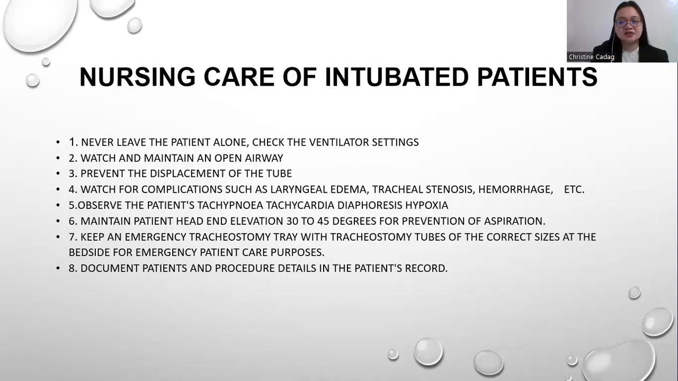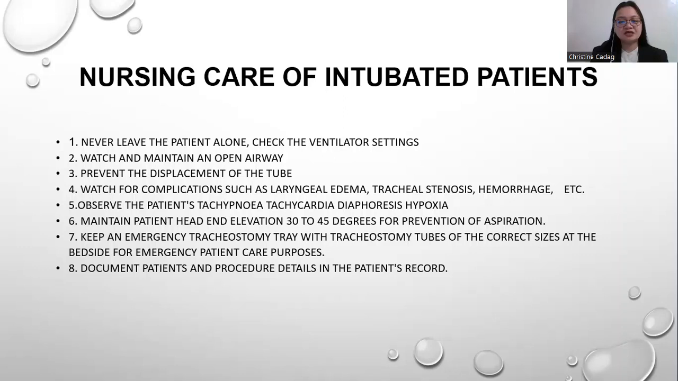Keep an emergency tracheostomy tray with tracheostomy tube, the correct sizes, at the bedside for emergency patient care purposes. So there are incidents for tracheostomy patients who are ventilated that they will try to remove the tracheostomy tube. So there should be a tracheostomy tray at the bedside so that the nurse will be able to insert the tracheostomy tube if there is any accidental dislodgement. It is very common, especially for agitated patients or for small children who are tracheostomized.